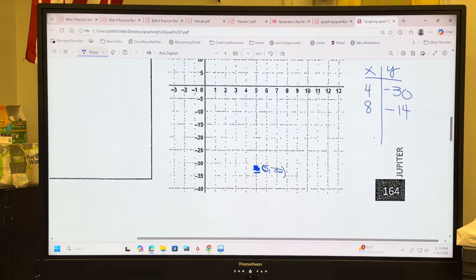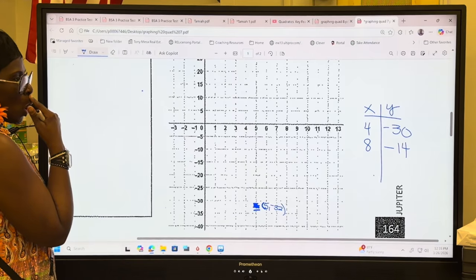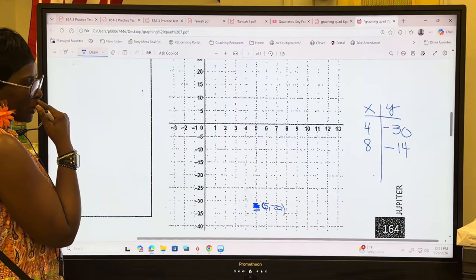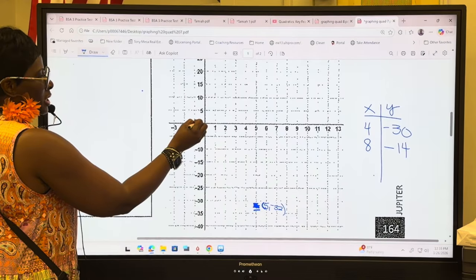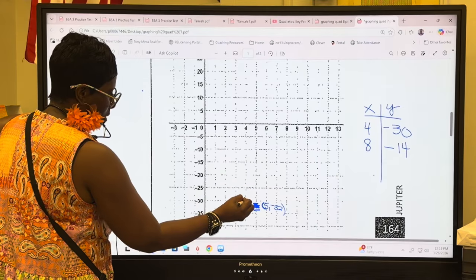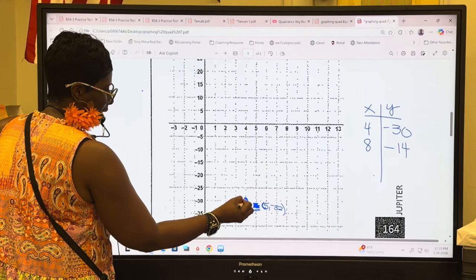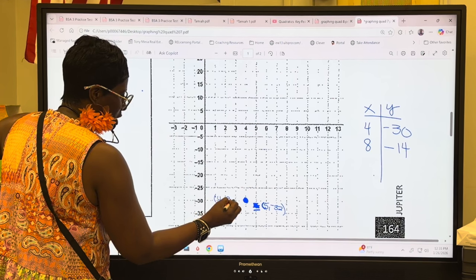Y'all with me? All right, so if we started at (4, -30), what are we going to plot next? (4, -30). So I'm here. What do I go from 0? Right 4. Down 30. That's going to be right here. Nice clean point. Everybody see that? Yes. And I'm going to put here (4, -30) just so I can see that.